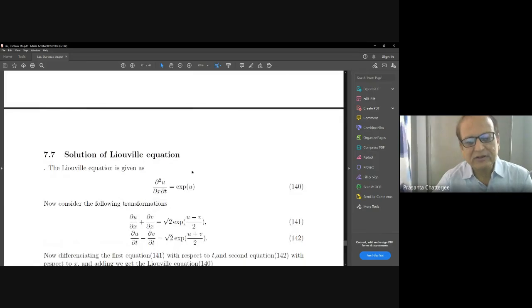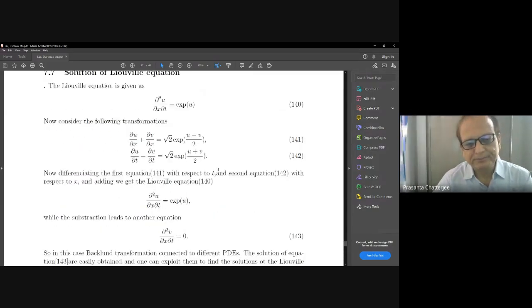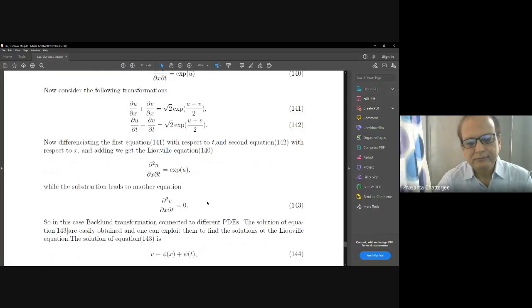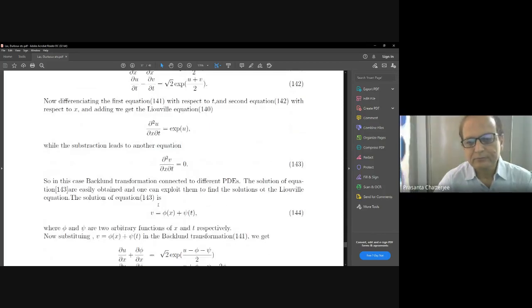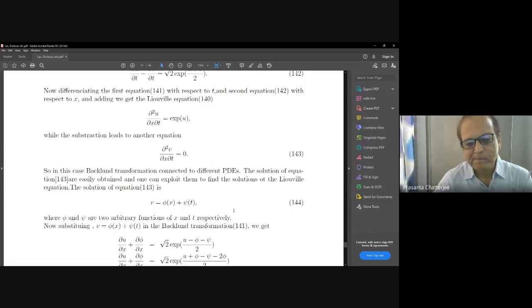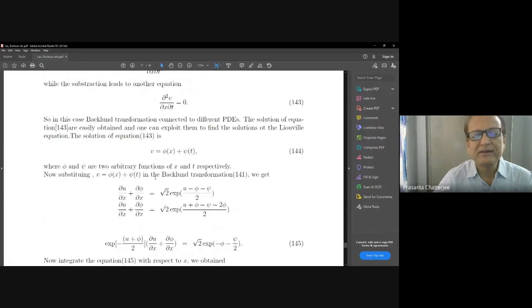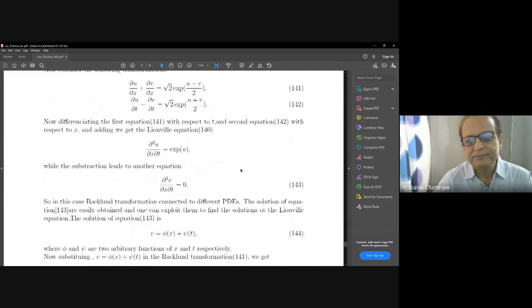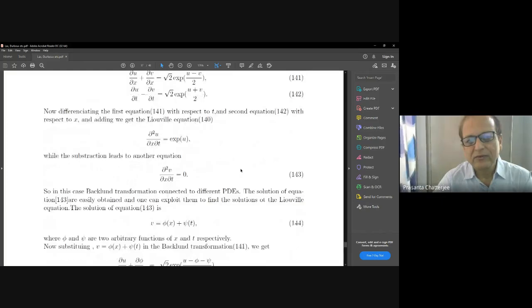Similarly, we can find the solution of Liouville's equation also. The solution of 143 may be written, since these are functions of x and t, as some function of x plus some function of t. These are two arbitrary functions of x and t. So v equal to phi plus psi is the Backlund transformation of 141, for Liouville equation 140.